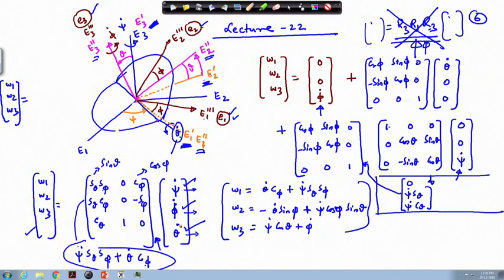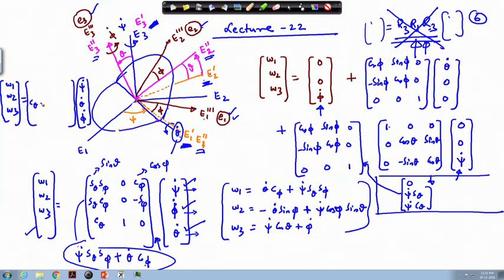We want to write in terms of... here, instead of writing psi dot, we want to change it, make it theta dot, and this part we want to make phi dot in this place. Then the change you need to do is that these two rows will get exchanged.